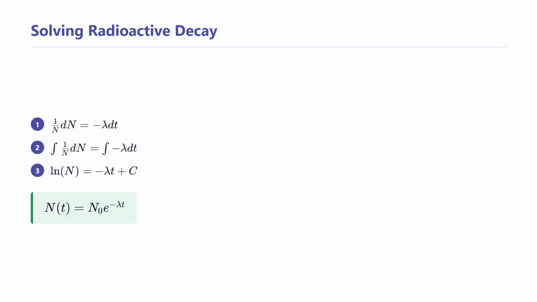Now that we have our formula, let us solve it to find the number of atoms at any future time. We are given the rate of decay, and we need to find the function N(t). We use a method called separation of variables. First, we algebraically move all terms involving N to the left side and all terms involving time t to the right side. Next, we apply the integral sign to both sides.